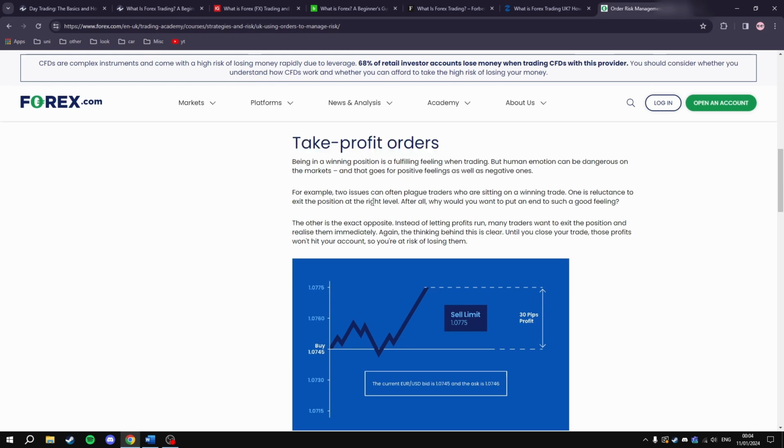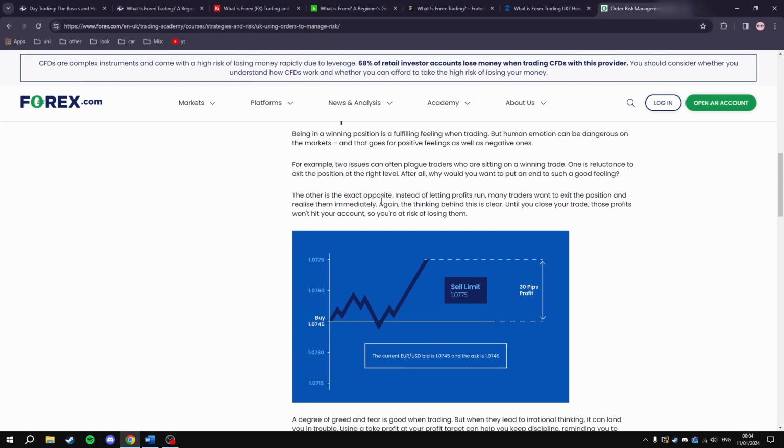For example, two issues can often plague traders who are sitting on a winning trade. One is reluctance to exit a position at the right level. After all, why would you want to put an end to such a good feeling? The other is the exact opposite. Instead of letting profits run, many traders want to exit a position and realize them immediately. Again, the thinking behind this is clear. Until you close your trade, those profits won't hit your account, so you risk losing them.